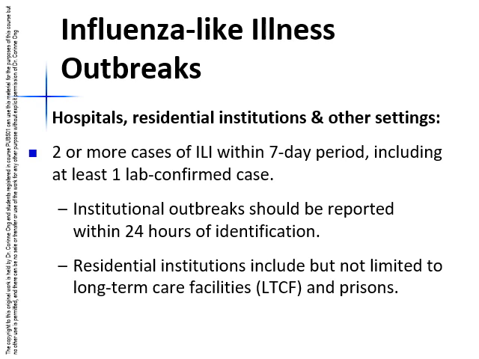Flu outbreaks in hospitals, residential institutions, and other settings are defined as 2 or more cases of influenza-like illness within a week, with at least 1 lab-confirmed case, and these should be reported within 24 hours of identification. Residential institutions include, but are not limited to, just long-term care facilities and prisons, as they may also be retirement homes and other congregate settings.